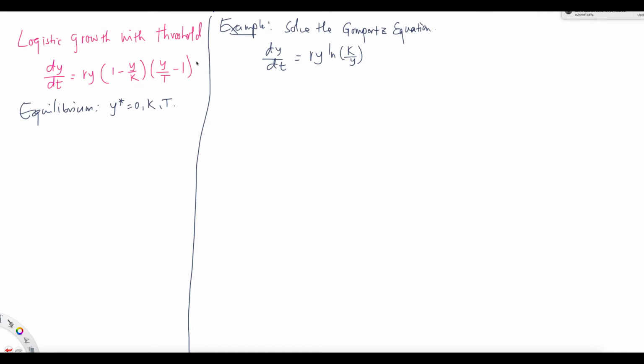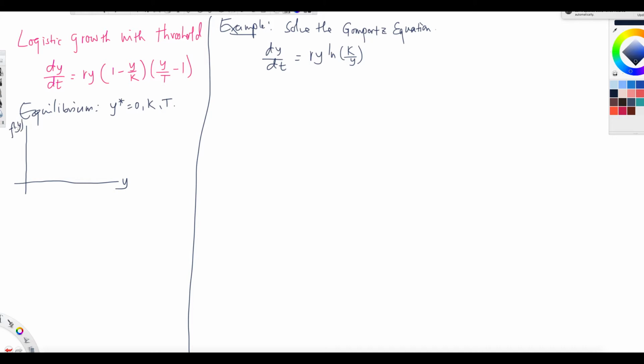So what are the equilibrium points here? You set dy over dt equal to 0, and you get y equals 0, y equals k, and y equals t. These are the three equilibrium points. Now, I want to check the stability of the equilibrium points. To do that, first of all, you need to draw f(y) versus y, that is y prime, right?